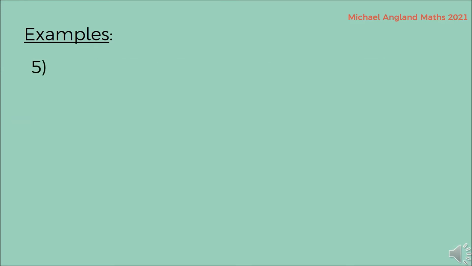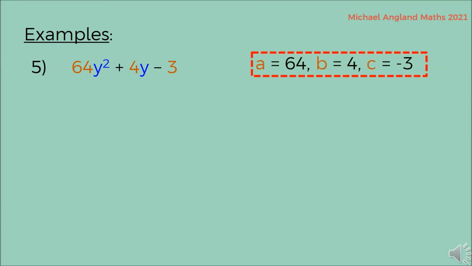Here's our last example, number 5, 64y squared plus 4y minus 3. Here we can't factor out anything from the coefficients and constant. So a is 64, b is 4, c is minus 3. Step 1, a times c. 64 times minus 3 equals minus 192. Step 2, list the factors. Because minus 192 is negative, that means we'll have a mix of one positive and one negative factor.